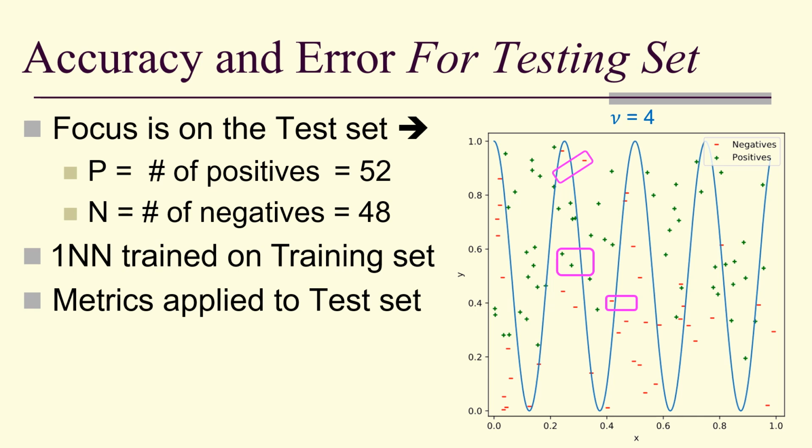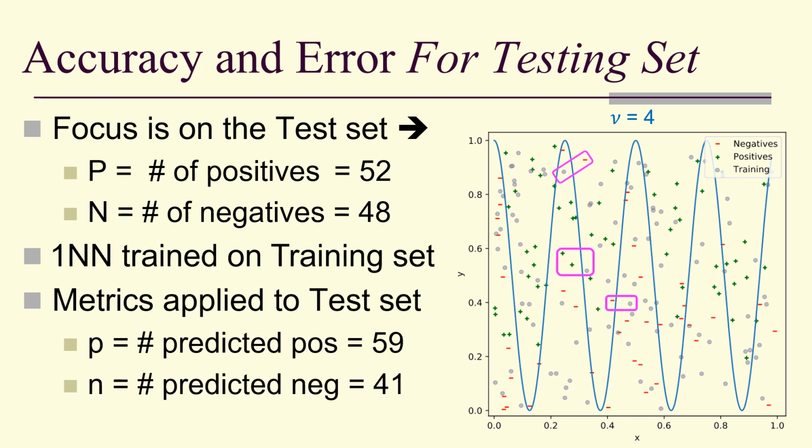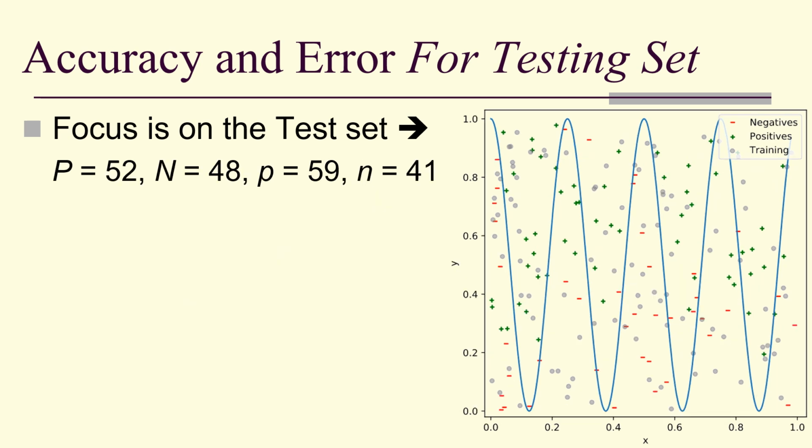So here are my predictions for the test set. And as you can see, I have some misclassifications. And that's because the data in the gray dots here, the training data, was actually what was used to make the predictions. In particular, we had 59 that were predicted to be positive, that's little p, and little n equals 41 that were predicted to be negative. So we have capital P, capital N, little p, little n equal to 52, 48, 59, 41 respectively.